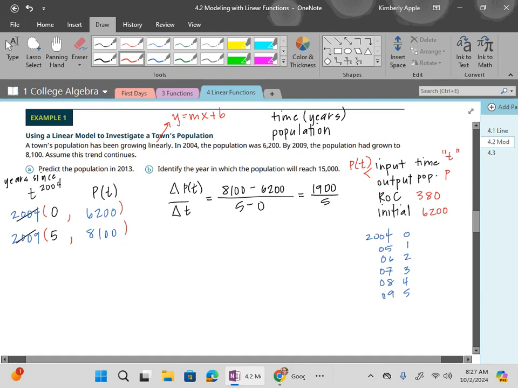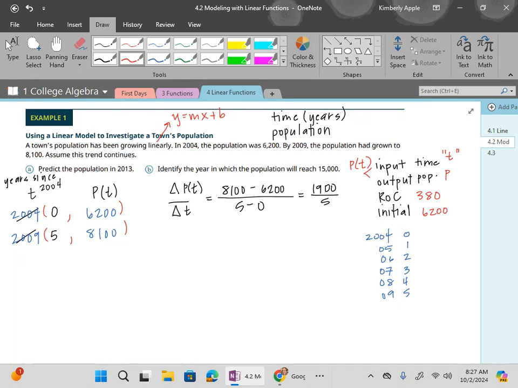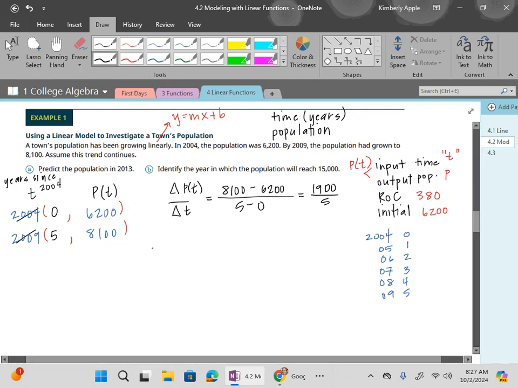Let's double check. Let's make sure that our rate of change numerically matches up with this situation. How is the population changing? Is it increasing or decreasing over time? So we should have a positive rate of change, and we do. So we're going to go ahead and write the function. This would be P of T. Population is a function of time in years. It's going to be equal to 380 times the number of years plus 6,200.